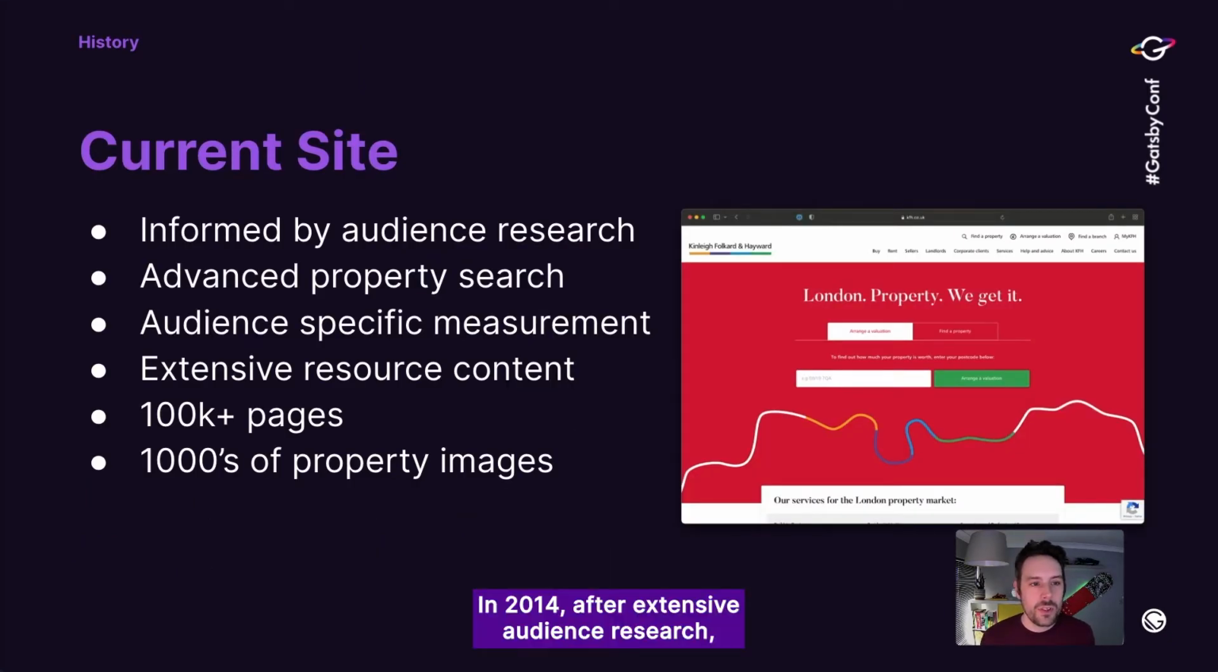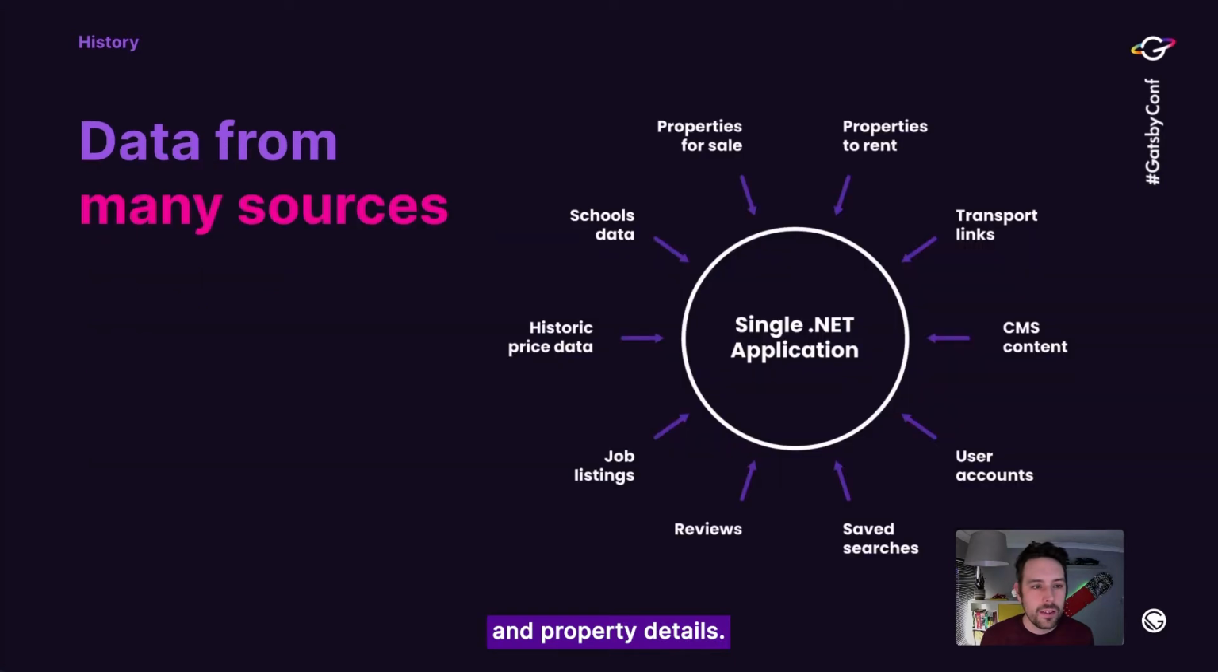In 2014, after extensive audience research, we designed and built KFH's new website, which is the site that you'll currently see live today. The site has not stood still and has been under active development ever since its launch, with many iterations. It's a .NET monolith built on our in-house CMS and development platform, with a heavy use of JavaScript and even jQuery on the front end. It currently stands at around 100,000 pages, including all the guides and property listings and property details.